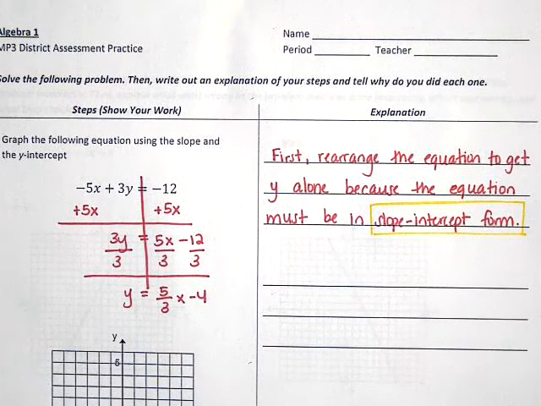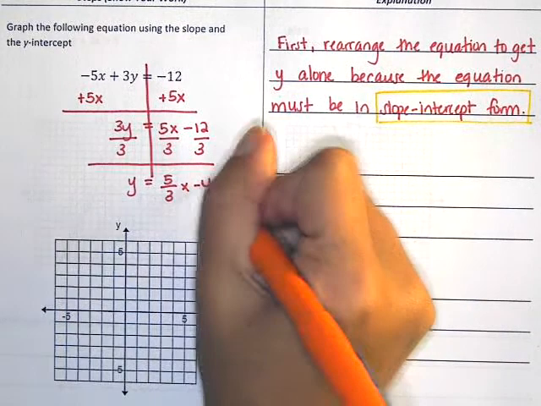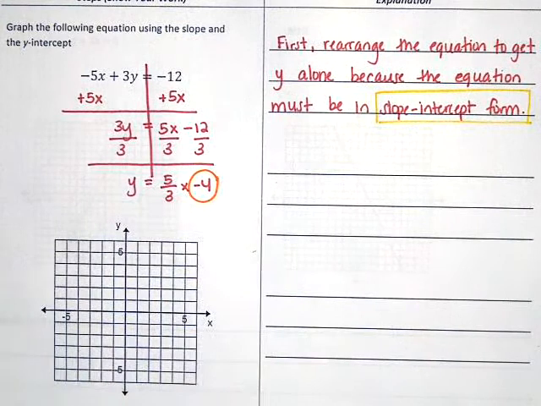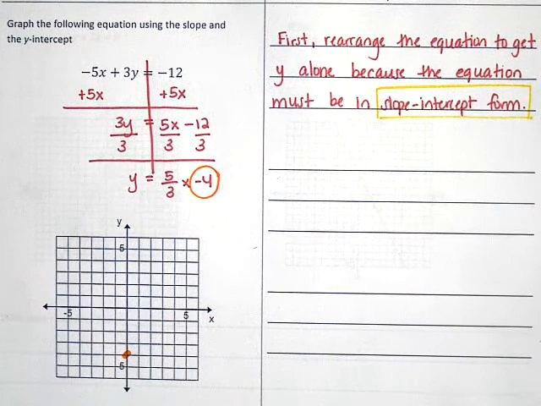Now once you have the equation rearranged, to graph this you would start with the y-intercept. So let's do that next. The y-intercept of this equation would be -4. So we would place a point on the graph at the -4 on the y-axis.